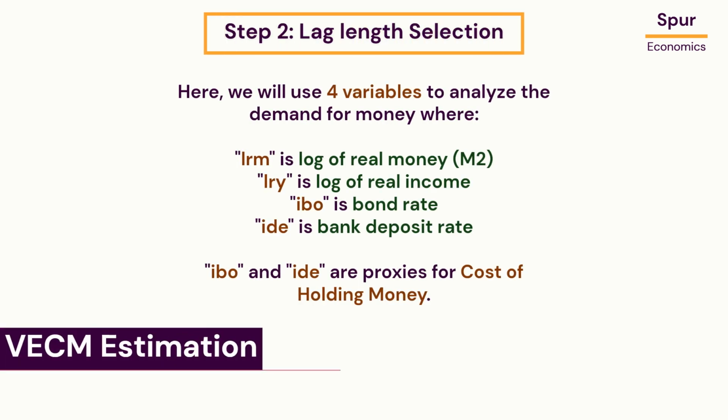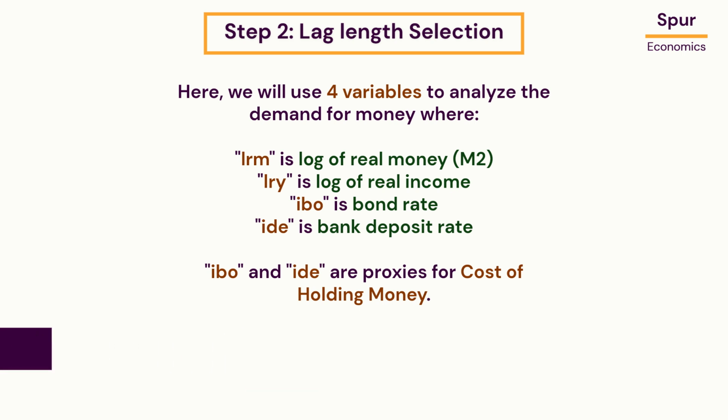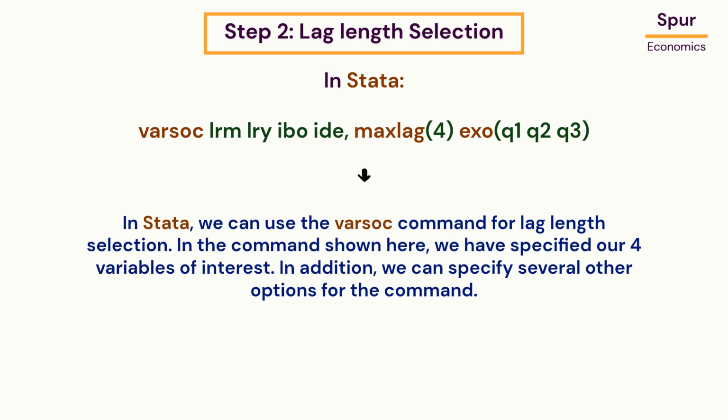Here, we will use 4 variables to analyze the demand for money where LRM represents the M2 definition of money. LRY shows the real income, IBO and IDE are used as proxies to represent the cost of holding money. In Stata, we can use the varsoc command for lag length selection. In the command shown here, we have specified our 4 variables of interest. In addition, we can specify several other options for the command.